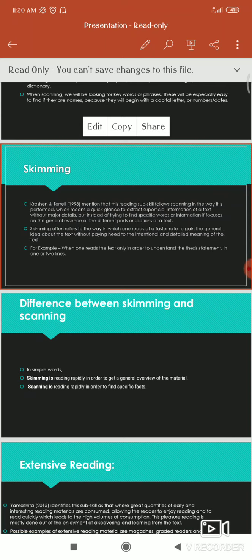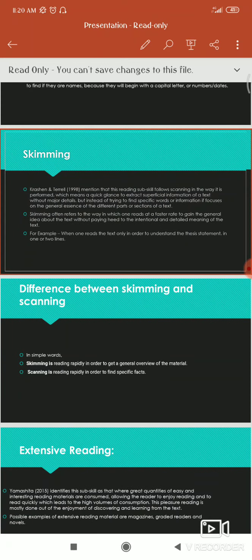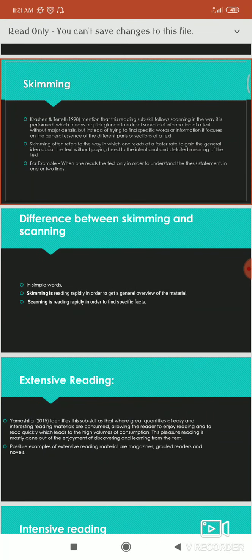which extracts superficial information of a text without major details. But instead of trying to find a specific word or information, it focuses on the general essence of the different parts or sections of a text. Skimming often refers to the way in which one reads at a faster rate to gain the general idea about the text without paying heed to the intentional and detailed meaning of the words of the text. For example, when one reads a text only in order to understand the thesis statement in one or two lines.